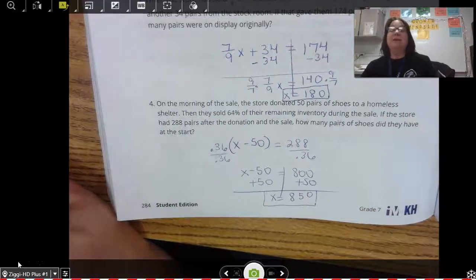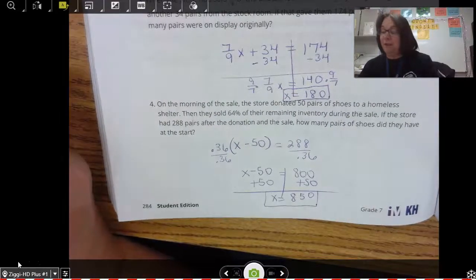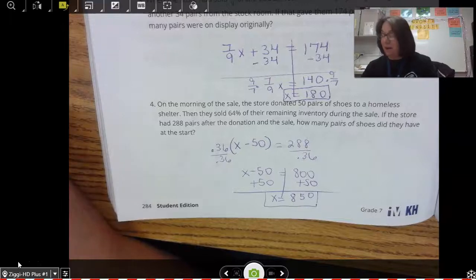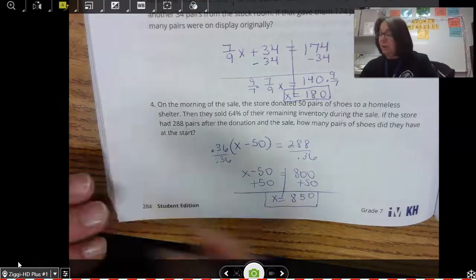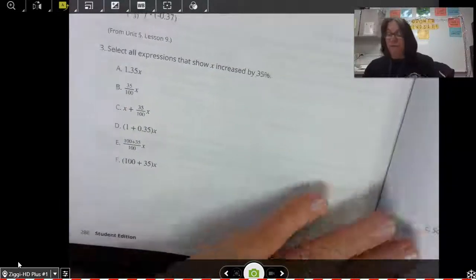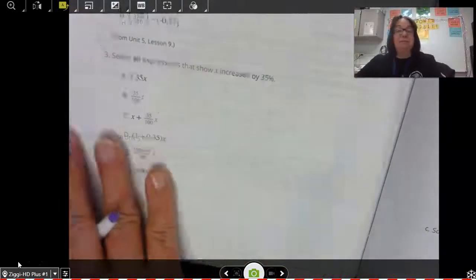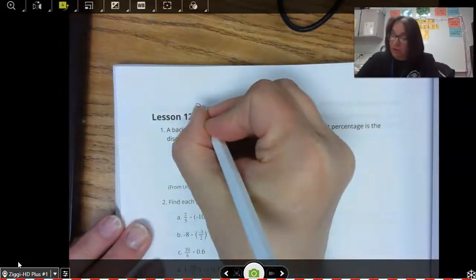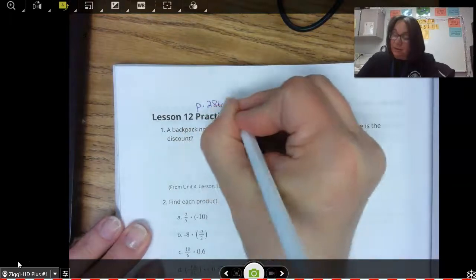So this chapter is all about when you have a % increase or a % decrease and finding out how to write those equations. So your practice starts on page 286, and you're going to do 1 through 5 on page 286. So I'm going to write that right up here, page 286, numbers 1 through 5.